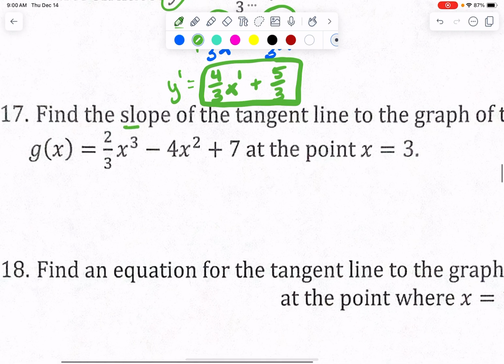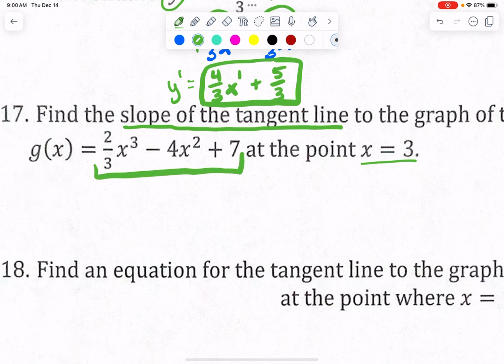17 is asking for the slope of the tangent line. That is the derivative at the point x equals 3. So all we have to do is take the derivative and plug in 3. This is a general power rule one again. So I'm going to take the 3 down in front. That's like 3 over 1 times 2/3. That would be 6 over 3, and 6 divided by 3 is 2. Or one thing you could do is look at this like the 3's cancel. So 2 is all I have left, okay?